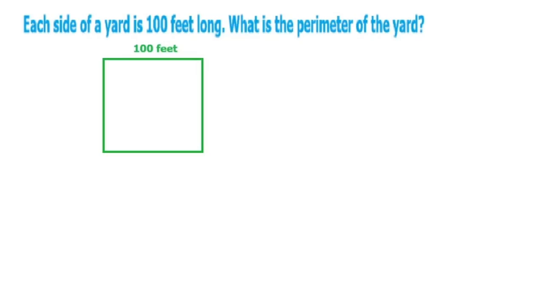In this lesson, we're going to learn about perimeter and especially the perimeter of a square. And we're going to do that with a word problem. So if we have a problem like this that says each side of a yard is 100 feet long, what is the perimeter of the yard? So we see this square yard here, and we have one side length of 100 feet.